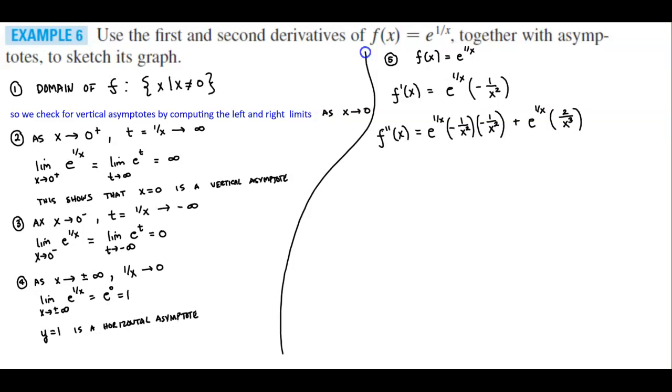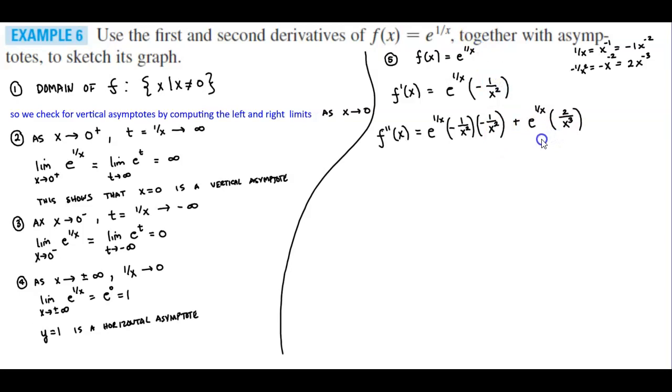Keep in mind here that if we have 1 over x, this is equal to x to the negative 1, which becomes negative 1 times x to the negative 2. And if we want to find the derivative of negative 1 over x squared, this is the same thing as negative x to the negative 2, which makes this positive 2x to the negative 3, which is how we're getting those derivatives.